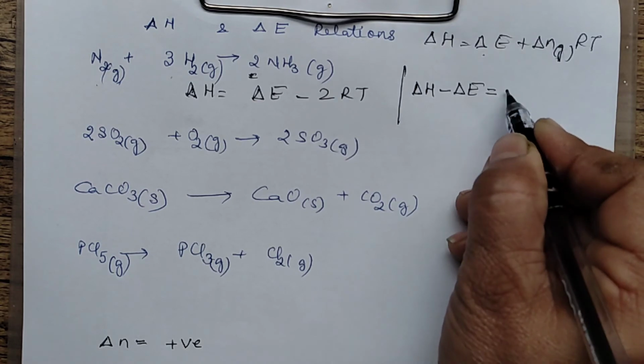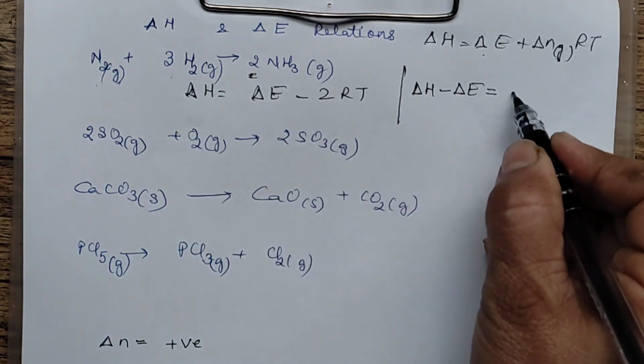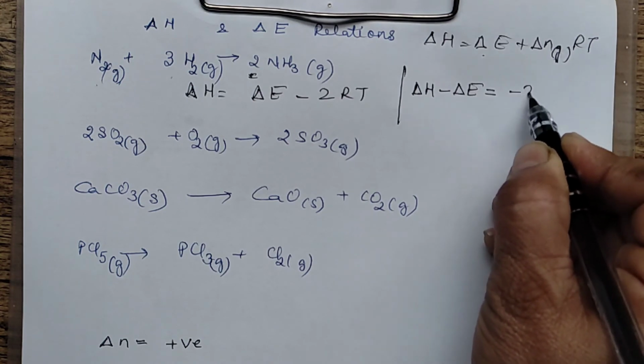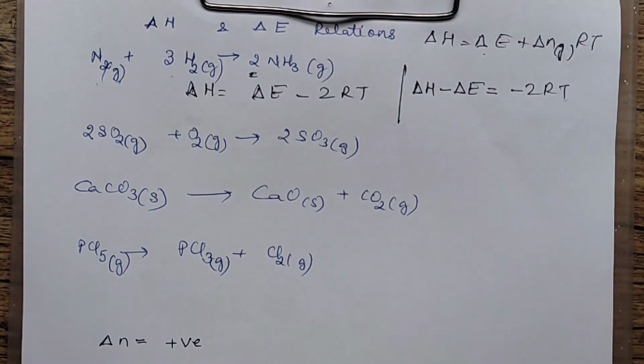So that will be equal to, if the difference they are asking, this will be on the left hand side. It will be minus only, right? So that is equal to -2 RT. So whatever they ask, based upon that you can use the relation.